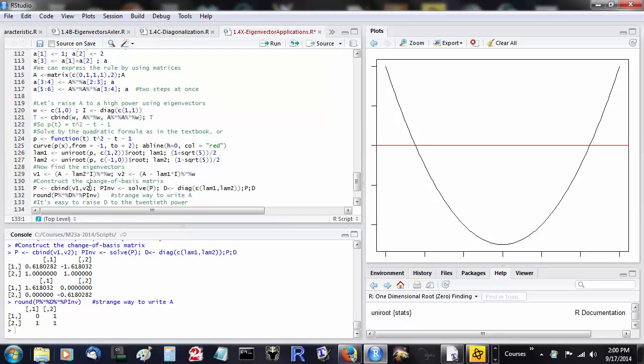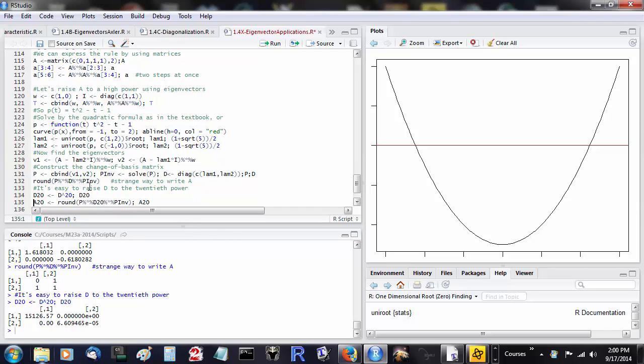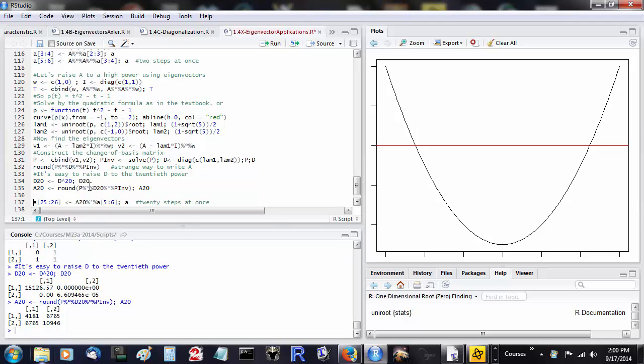Okay. Now, as usual, it's easy to raise D to the 20th power, and in fact, it's even easier than I've said before. I warned you never to take a matrix up arrow some integer. I said that wouldn't give you what you want. But this, it turns out, is the one and only exception. When you're raising a diagonal matrix to a power, what you want to do is to raise every single entry to that power. The zeros just stay zeros when you do that. So there's the 20th power of D, and here is the 20th power of A.